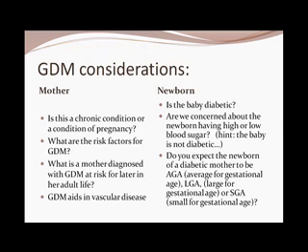In reviewing gestational diabetes, as we conclude with it, I just want to review some things about the mother and the newborn or fetus. Is this a chronic condition or a condition of pregnancy? The answer is it can be either. What are risk factors associated with gestational diabetes? What do you think they might be? Well, they can certainly be a family history of this.